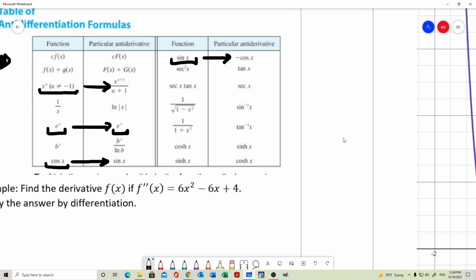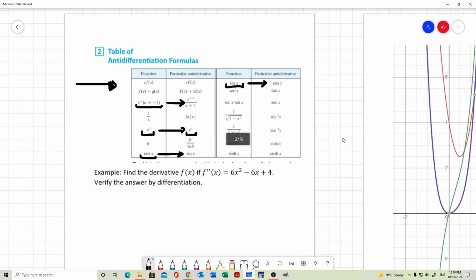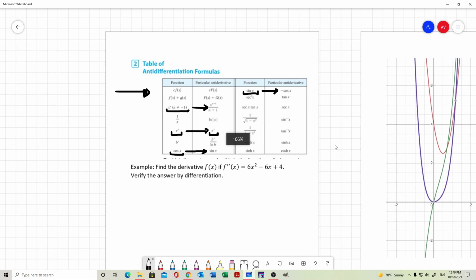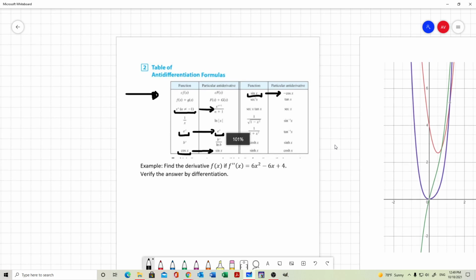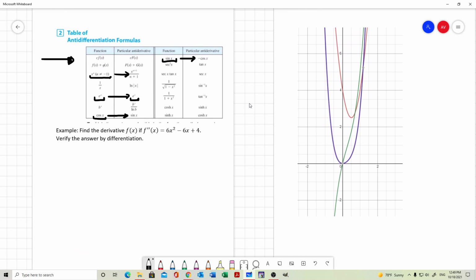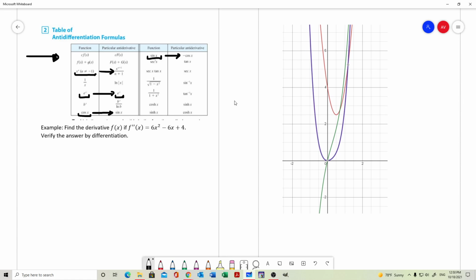Again, I suggest to go over this table and certainly practice finding antiderivatives of a function. I'm going to show an example. We need to find the function f of x if the second derivative is given by the following equation. So the first step, we want to find the first derivative, f prime of x.